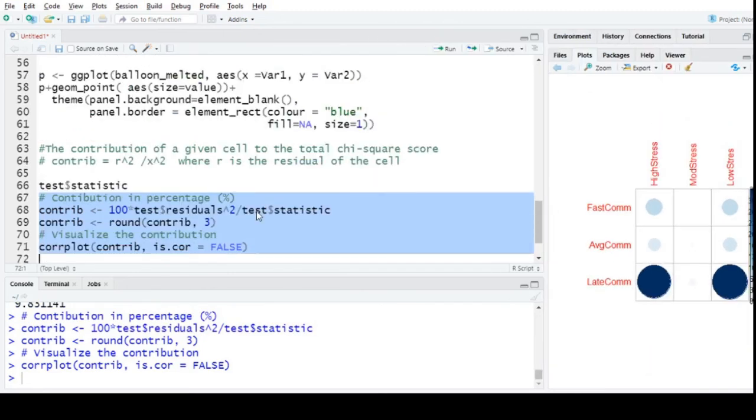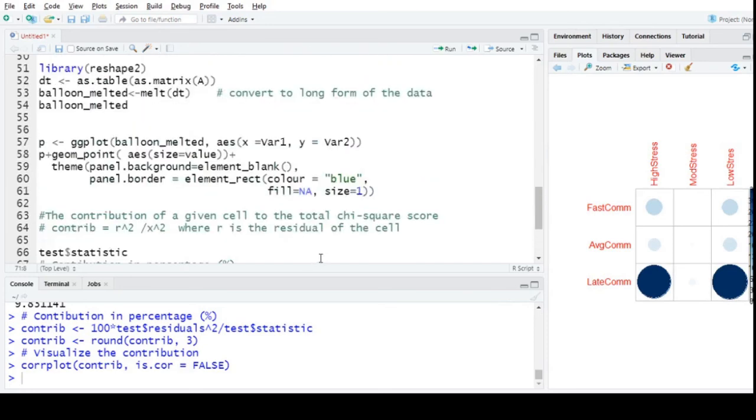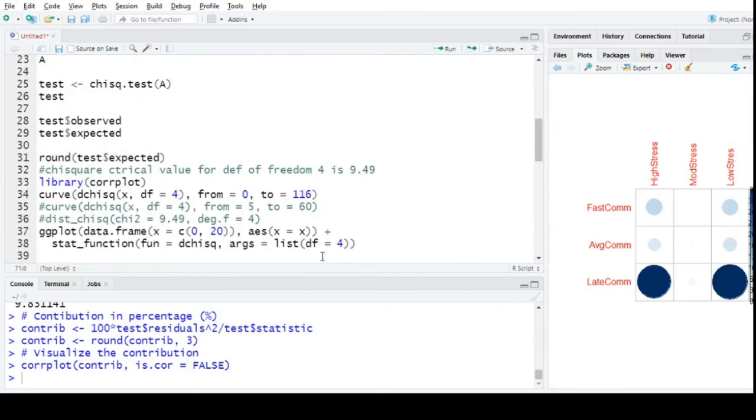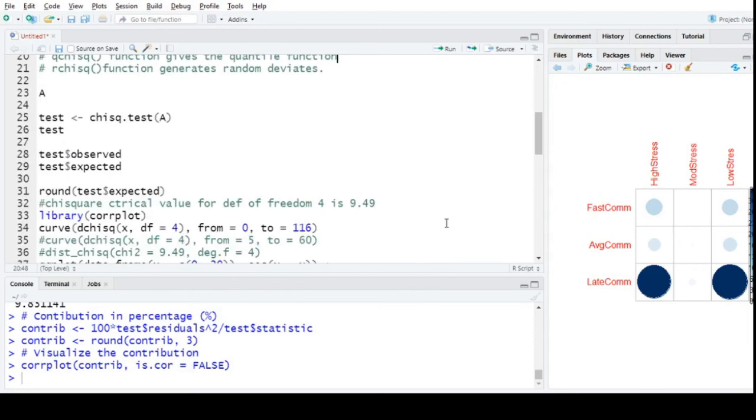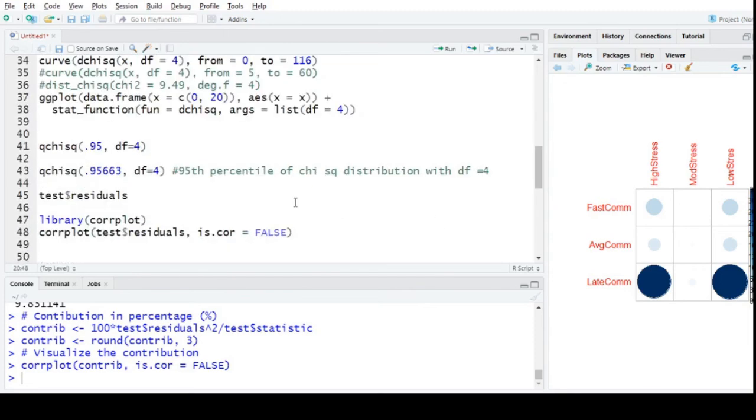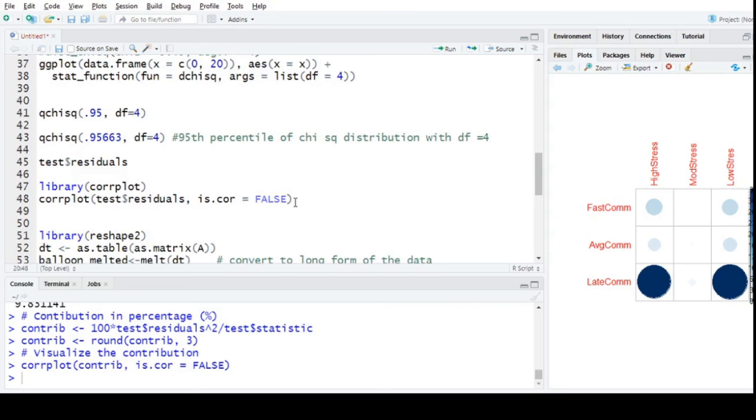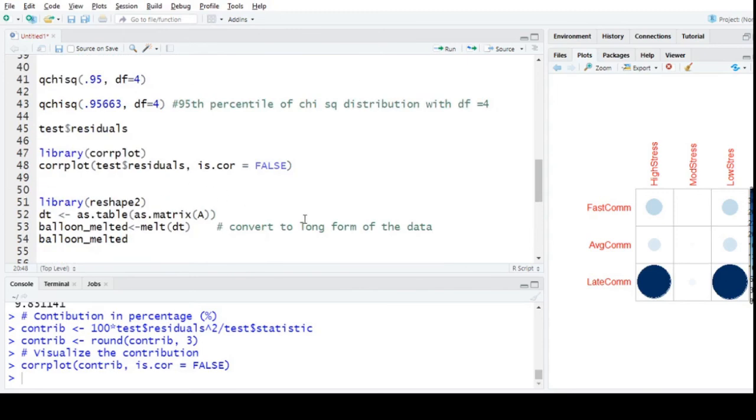To construct this kind of corr plot, we have included the library that I showed you in the beginning. So this is the library that you need to include, library corrplot. Fine. You can have as many plots as you want. You can explore more on this.